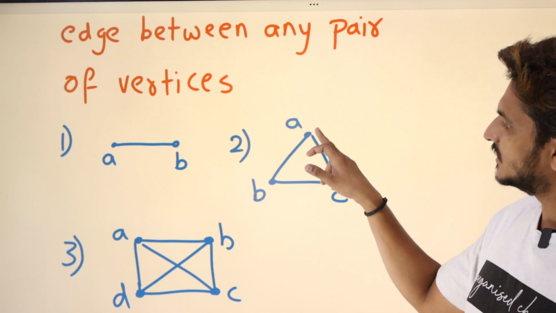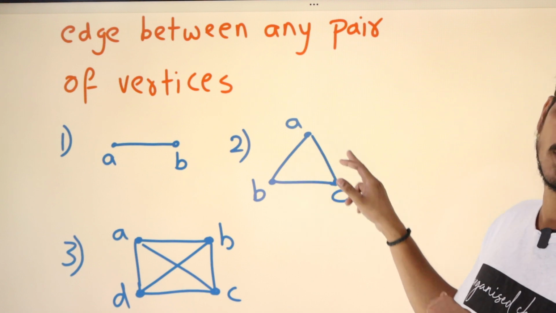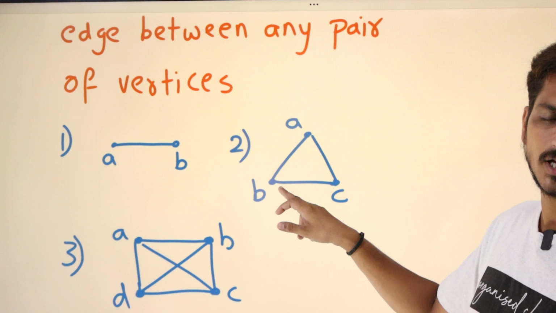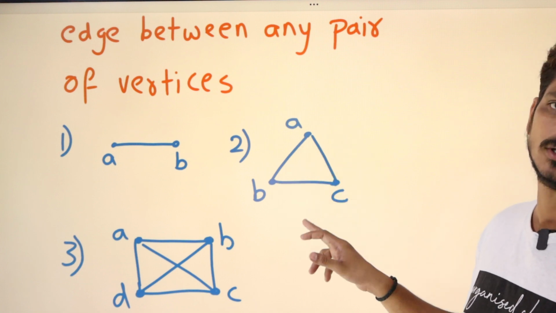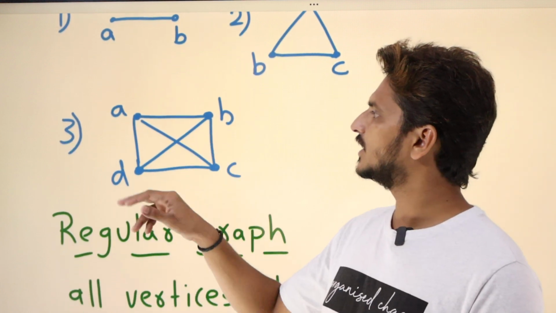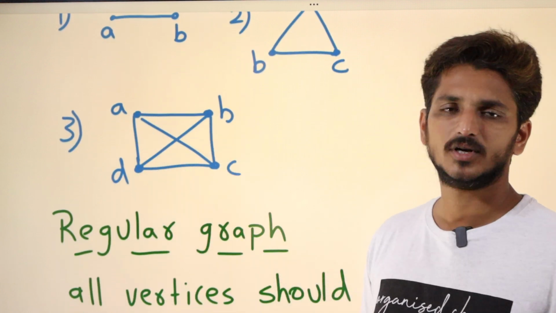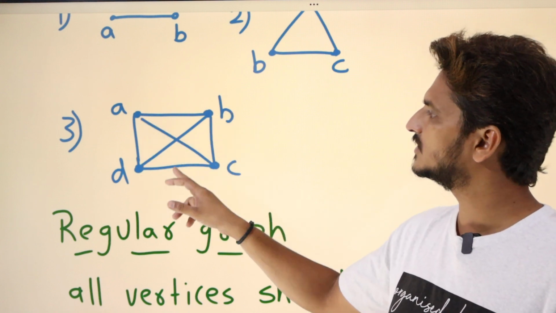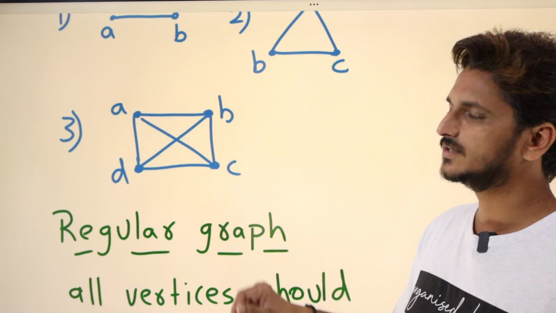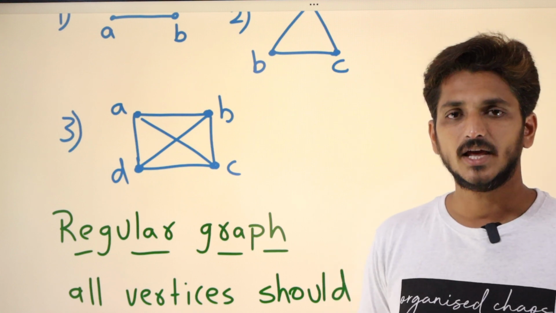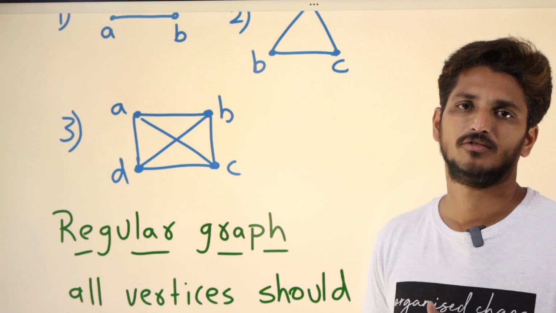Or you take A, it is connected to all the other vertices. You take C, it is connected to all the other vertices. You take B, it is connected to all the other vertices. The third example is A, B, C, D, four vertices. You take any pair of vertices, A, C, edge is there; B, D, edge is there; A, D; A, B; like that. Any pair of vertices has an edge. Then we say it is a complete graph.